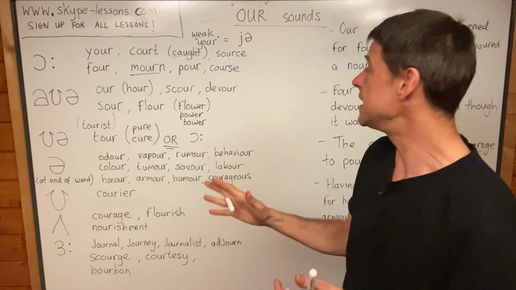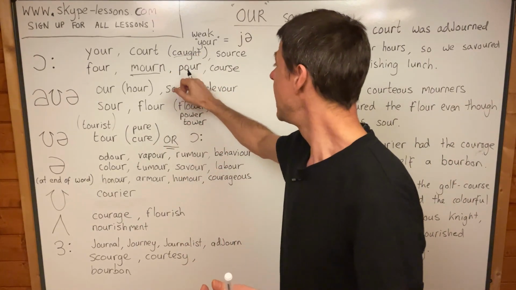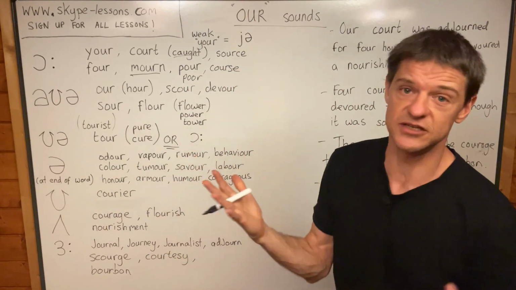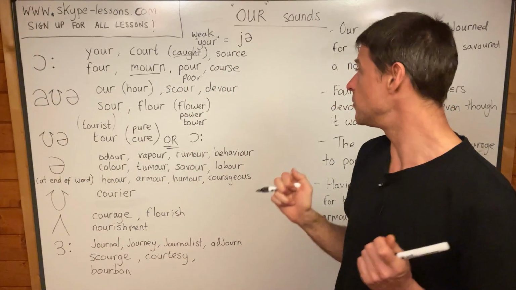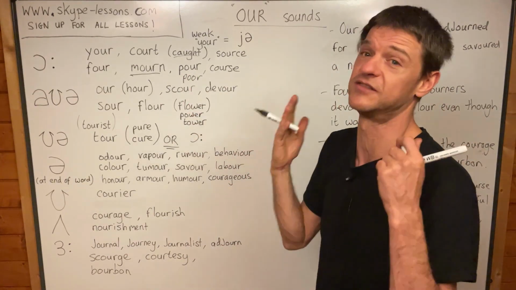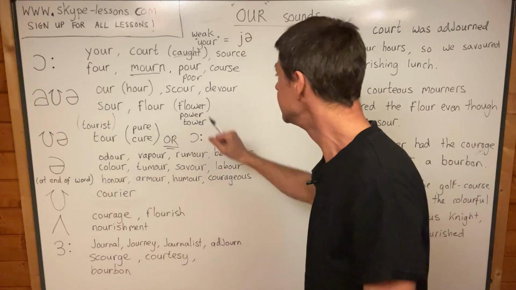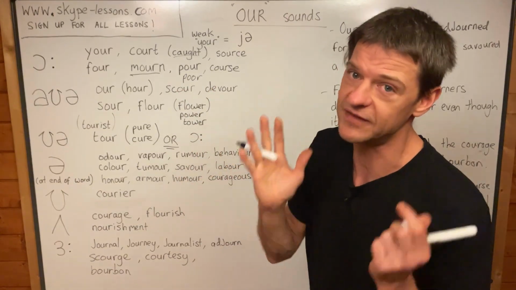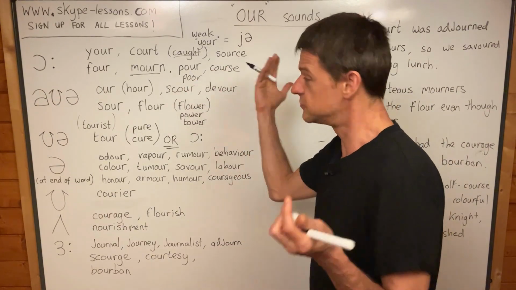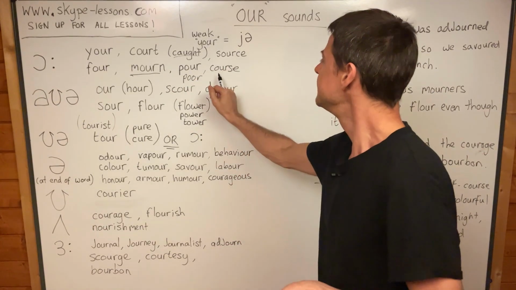Pour, like pour me a drink, pour, and that's a homophone of the adjective poor, like rich and poor, okay? Always be aware of these homophones, because otherwise you might think they're said differently just because they're written differently, and they're not. Pour me a drink, he was very poor. The opposite of rich is poor, but pour me a drink, you know, that's a completely different word.